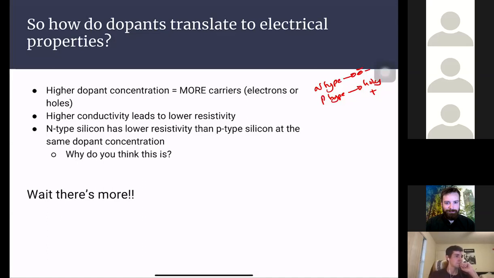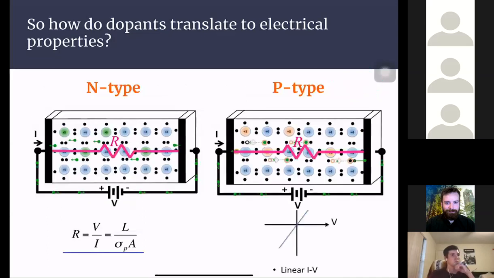Now, why do you think that is? See, a donor gives an electron and an acceptor takes an electron. The electron that an acceptor takes is already present in the system, while a donor, which has an electron, is giving it to the system. So that's an intuitive idea of why the N-type gives lower resistivity than a P-type. So that's it, but that's not all. There is a little more.